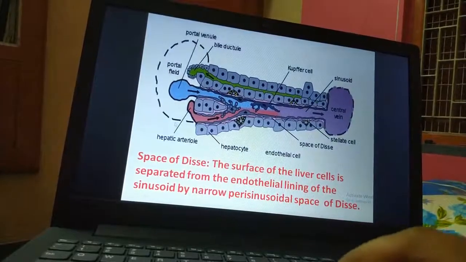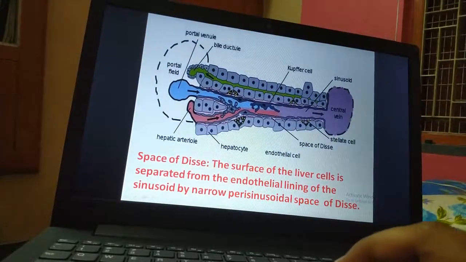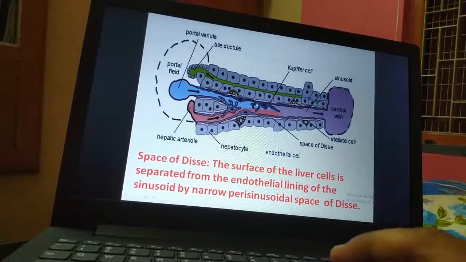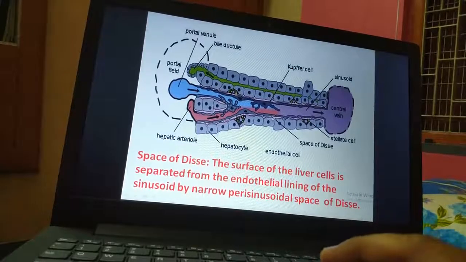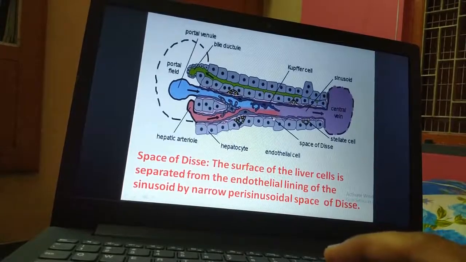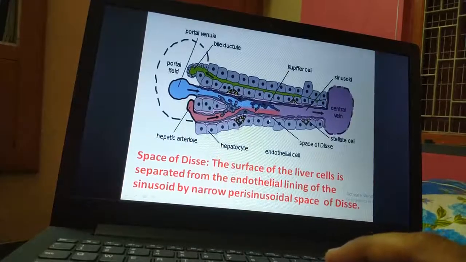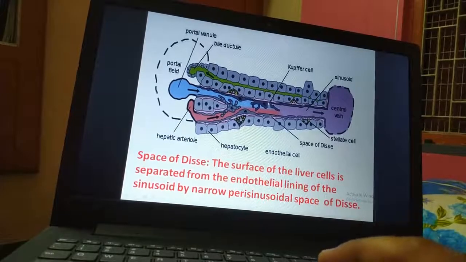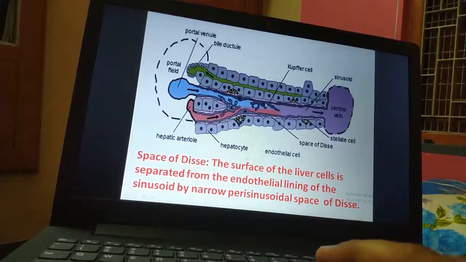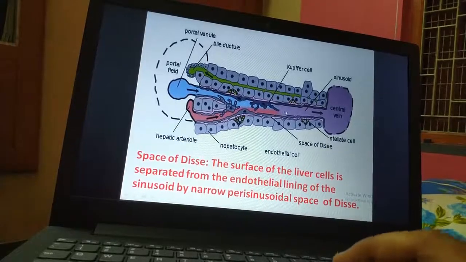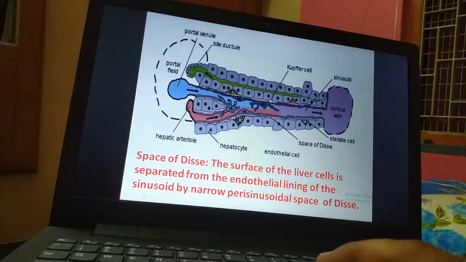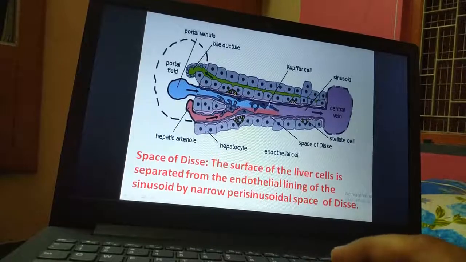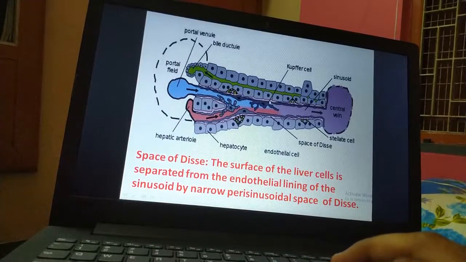And here I want to show you the Kupffer cells. These are the Kupffer cells, and this is the space of Disse in this area. Here we have the hepatocytes and the endothelial cells, and in between that potential space are the endothelial cells and the Kupffer cells. This is the sinusoid, and the side of this sinusoid is called the perisinusoidal space. So sometimes it is called the perisinusoidal space of Disse.